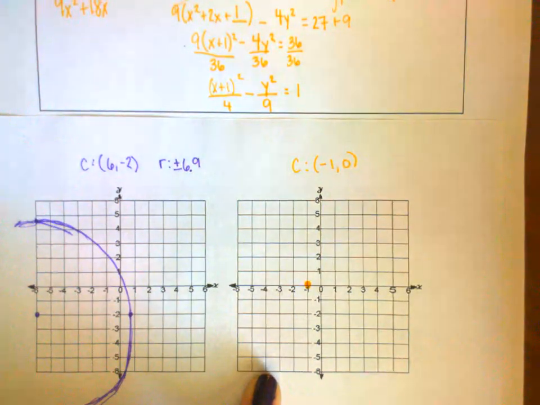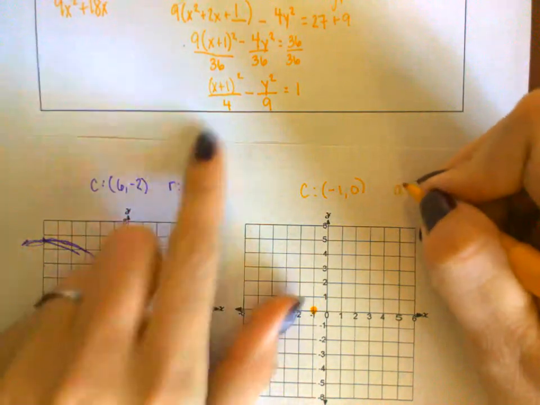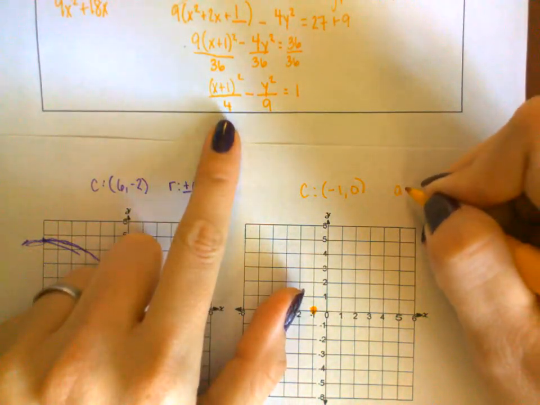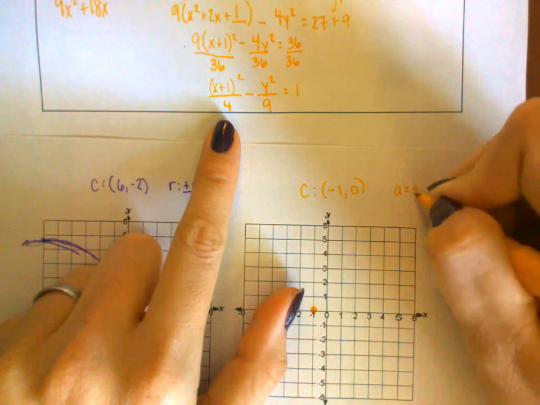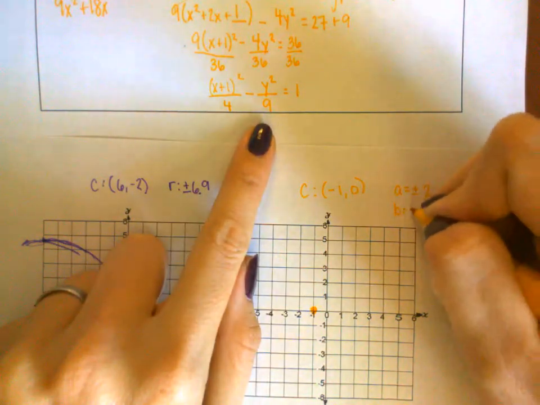Okay. Next, I'm going to identify my A and my B values. My A value is whatever comes first. So in this case, it's the square root of 4. So A is going to equal plus or minus 2. B is going to equal plus or minus 3.